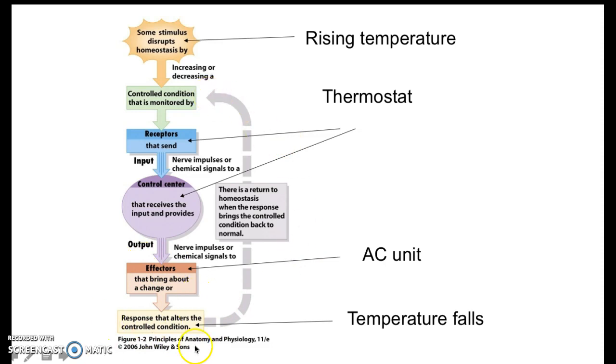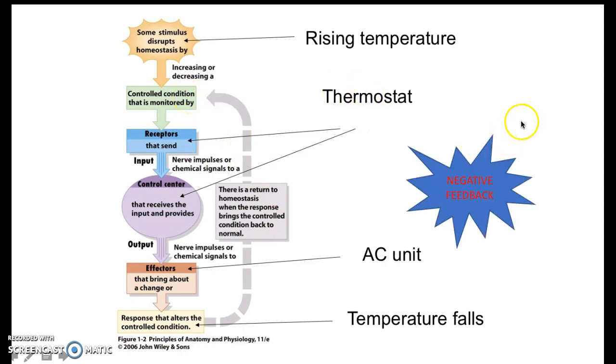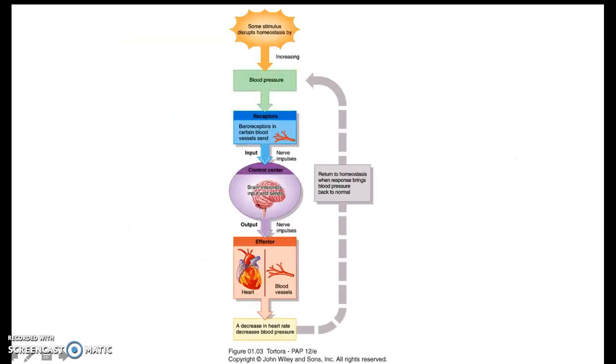So we can think of this change as also going to be detected. The change feeds back into our flow of information. And we would call this negative feedback because in this particular case, the response is negating the initial stimulus. Our initial stimulus was an increase in temperature and our response is a decrease in temperature. Let's look now at a more physiological example.